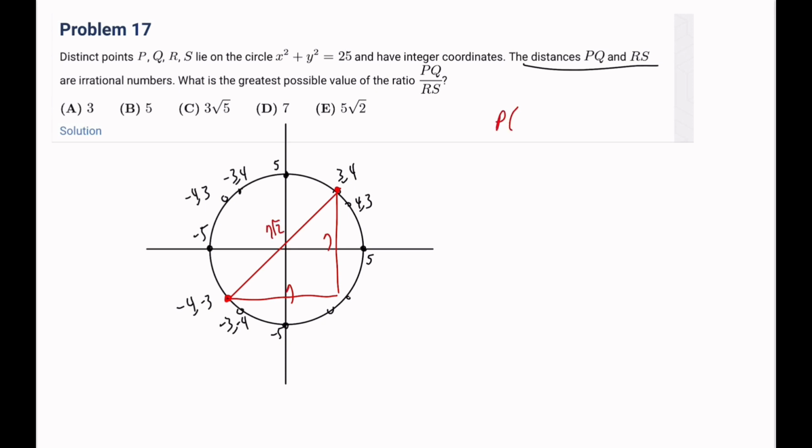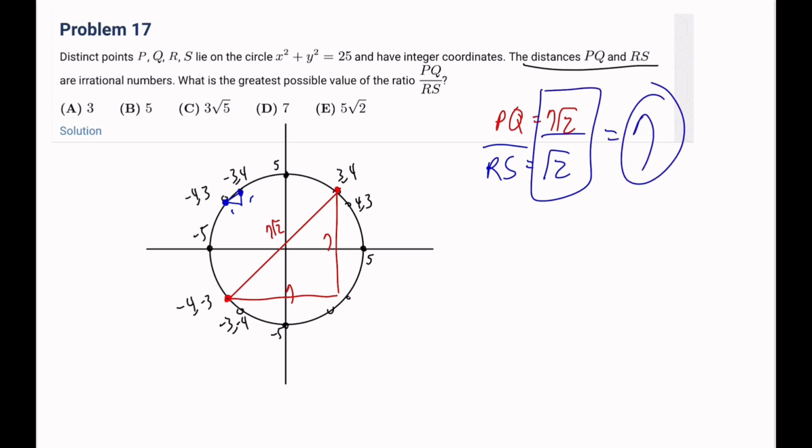And so PQ would be 7 root 2, and RS would obviously be the smallest distance, right? That would be just, this is 1, 1, so it's just root 2. So RS equals root 2. So PQ over RS equals 7 root 2 over root 2. This is 7. So the answer is D.